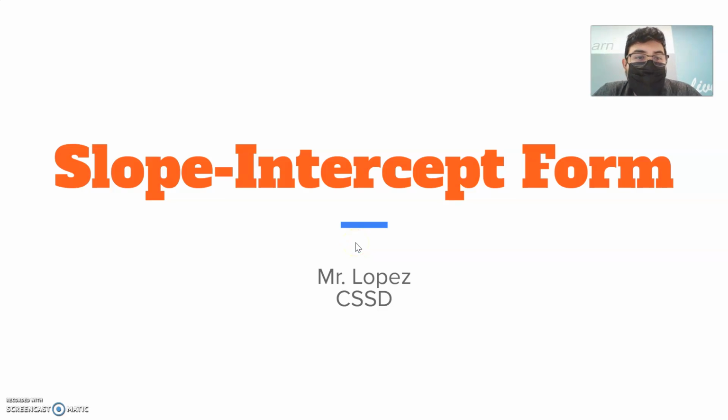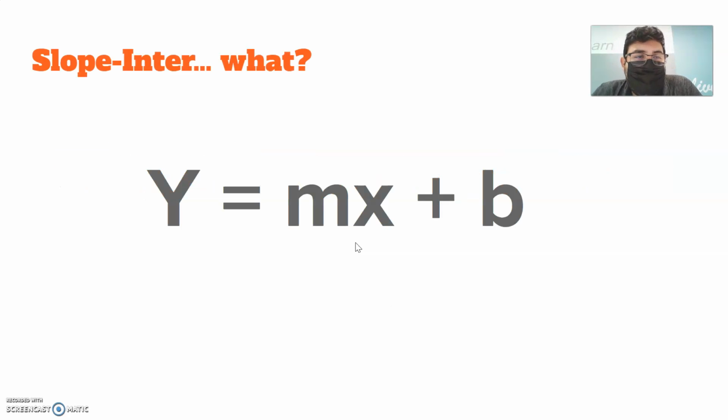Today we are going to be going over slope-intercept form, what that is, what that means. Slope-intercept form is mainly used for graphing equations and linear equations.